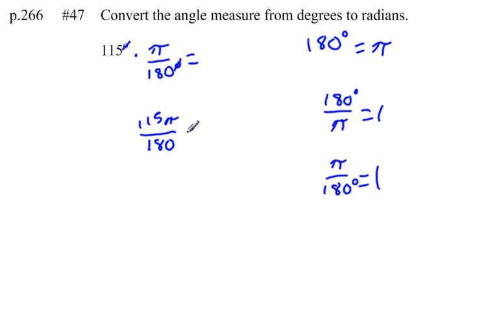Now there's my answer. I can reduce this fraction if I divide, let's see here. Let's divide top and bottom by 5 to start. If I do that, I'll get 23 pi on top. If I divide by 5 on the bottom, I'll get, let's see, what is that? That's going to give me, I believe, 36. And I think that's as far as we can reduce that. So 115 degrees is equivalent to 23 pi over 36 radians.